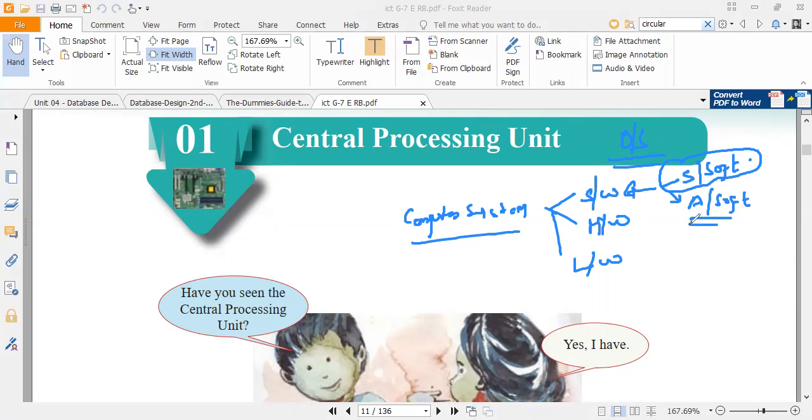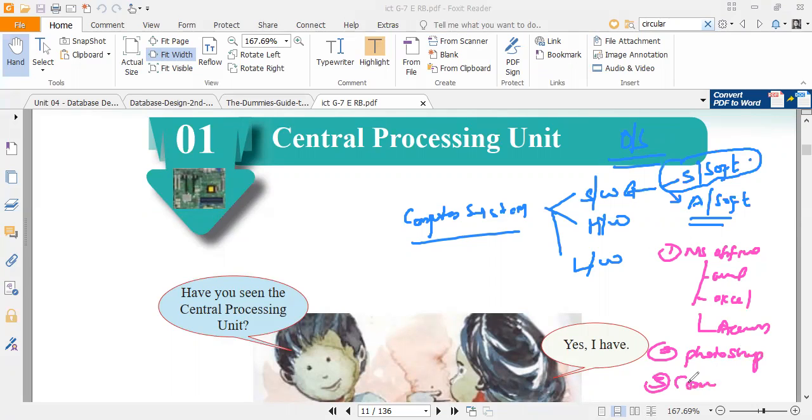The next one is application software. Application software, everywhere you can see, for example, MS Office. In these packages you have Word, Excel, Access, like many software. Second example, Photoshop. Third example, Corel Draw. You can find plenty of application software. So that is what we are calling software.